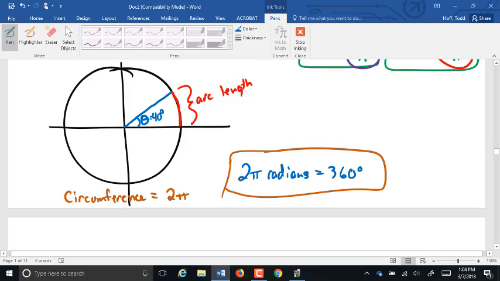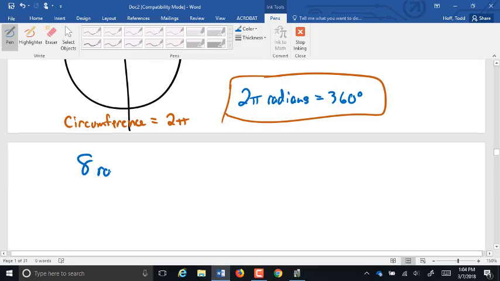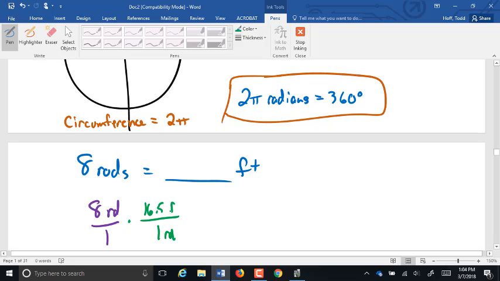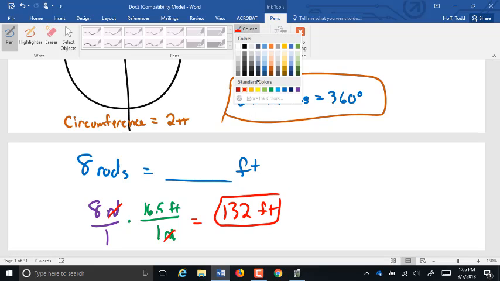Remember when we talked about converting like 8 rods into feet? We put 8 rods over 1, and we use that equivalency. One rod is 16.5 or 16 and a half feet. The rods canceled out. 8 times 16 and a half is 132 feet. We can do the same thing here.